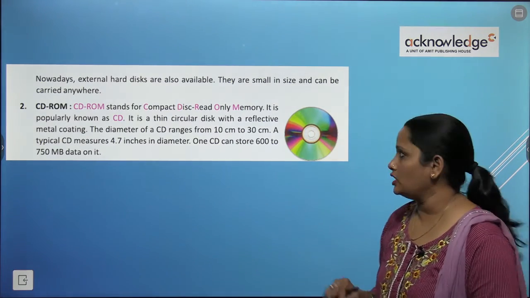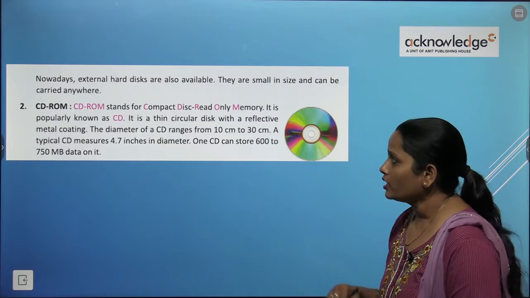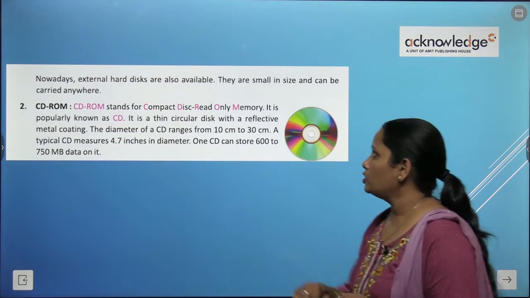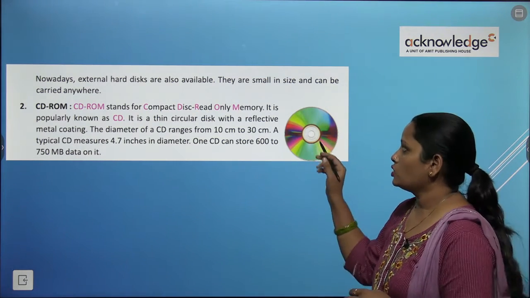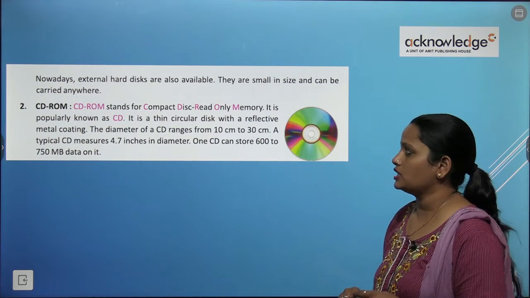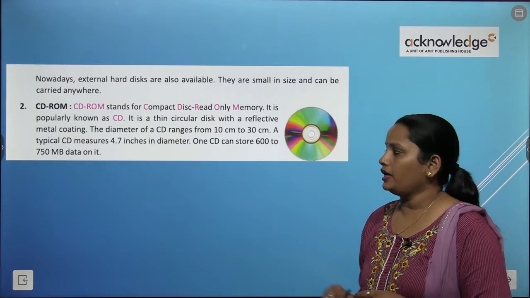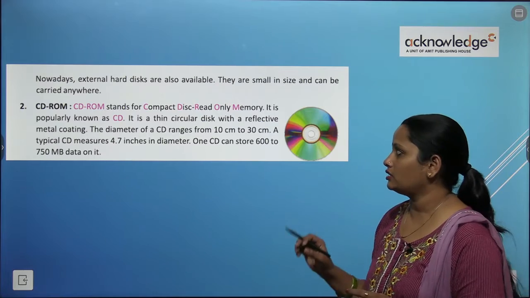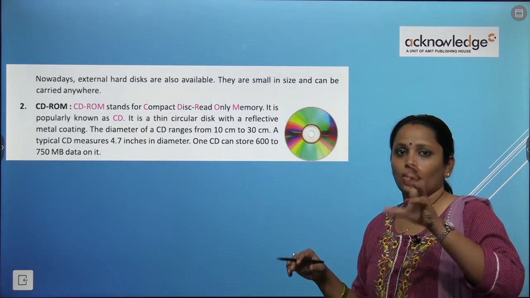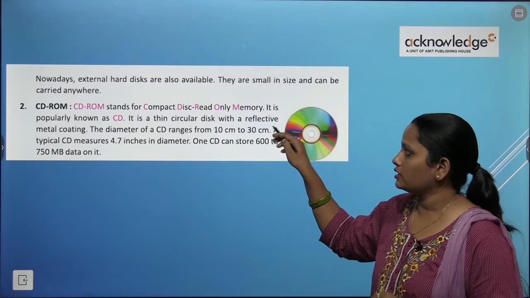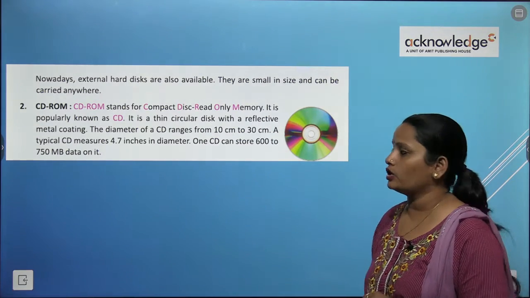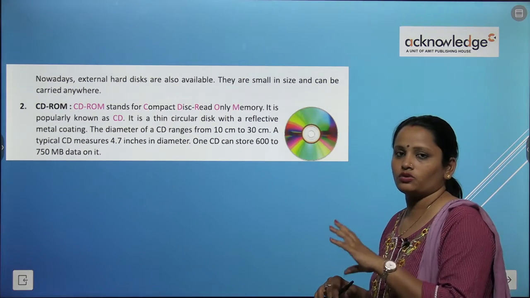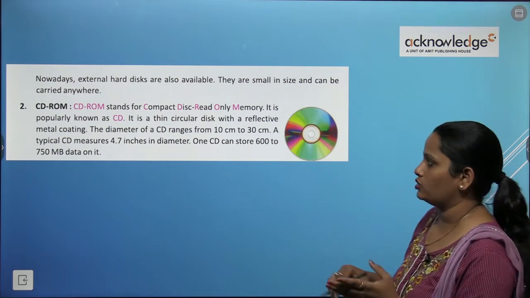Next comes the CD-ROM. Here is a picture of a CD-ROM and it stands for compact disk read-only memory. So it is popularly known as CD, and it is a thin circular disk with a reflective metal coating. It is a thin circular, means round, disk which has a reflective metal coating. The metal coating reflects, meaning if you shine light on it, it will reflect.